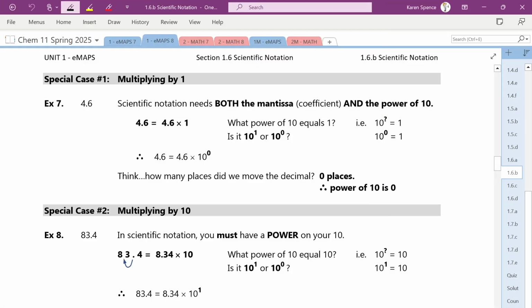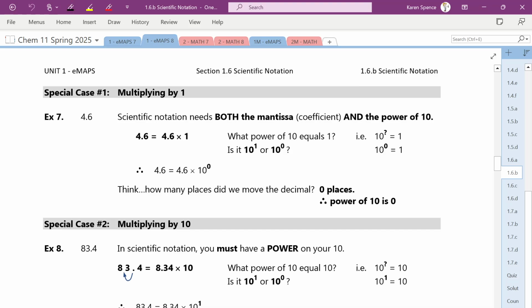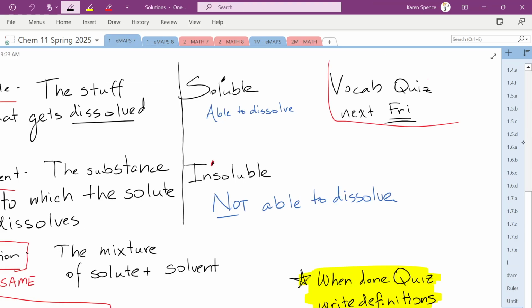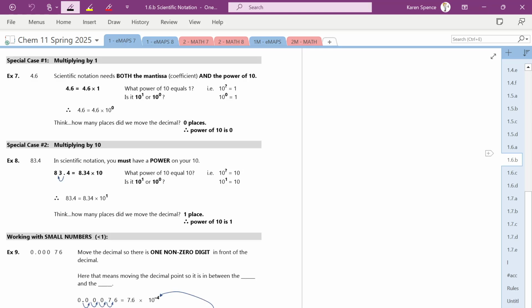Thank you very much. When last we left off, we had, I want to go to block 7, 1.6. B, there we are.